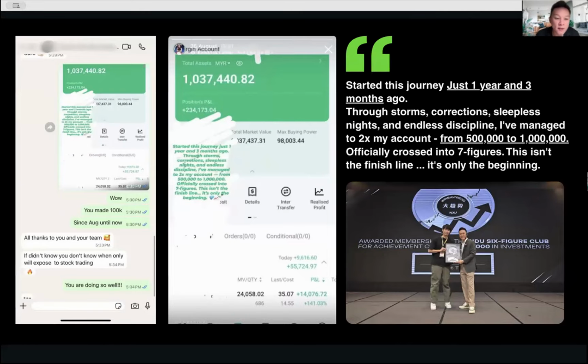Right, so this is Franzen. Basically, he started his journey with his Malaysia ringgit, 500K to 1 million. He started this journey at 1 year and 3 months, through storms, corrections, sleepless nights, and endless discipline. Right, managed to 2x my account. Officially crossed seven figures. And this is just 1 year and 3 months.